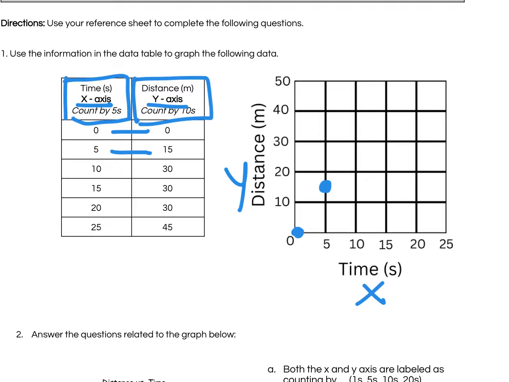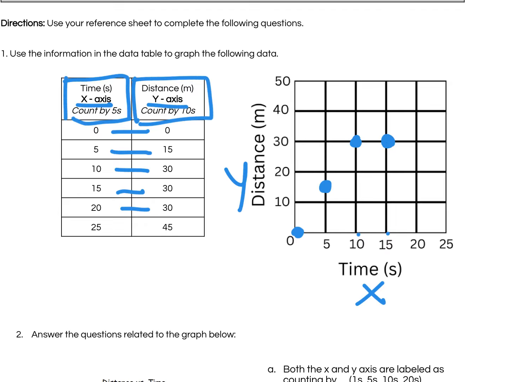Okay, now let's keep going and do our third point, which is 10 and 30. So I'm going over here to 10, and then I'm going to go up to 30 and make another point. Next point is 15 and 30. So I'm going over to 15, and then I'm going up to 30, and I'm making my next point.